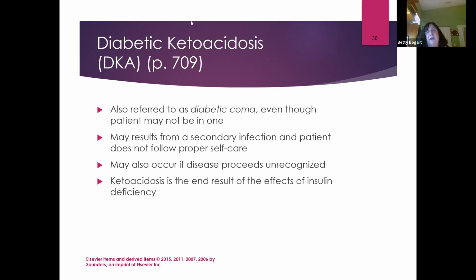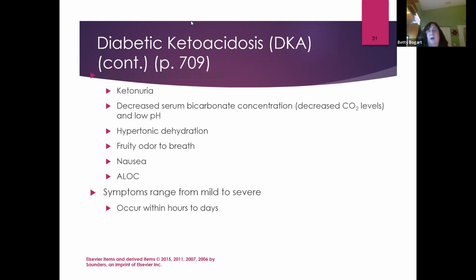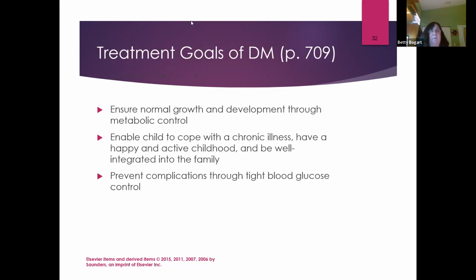And then, of course, you get ketoacidosis, ketonuria, and they're going to be dehydrated. Again, that rotten fruit smell, that peach, nausea, that altered level of consciousness. And it can be in hours, this can happen. Sometimes it's over a couple days, depending, but usually these things happen pretty quickly. So we really want to monitor those diabetics.